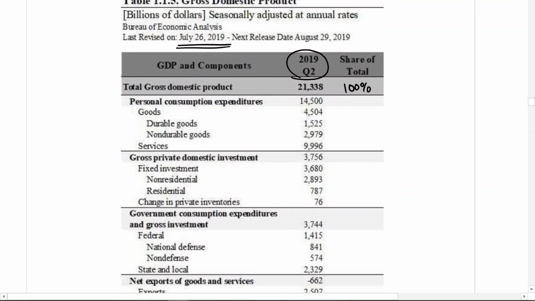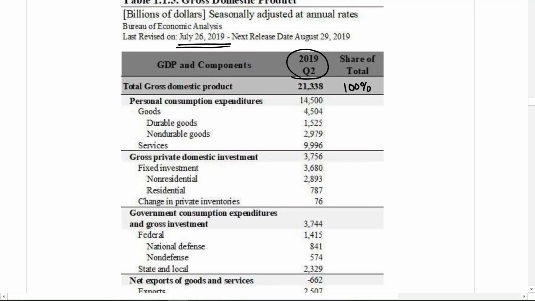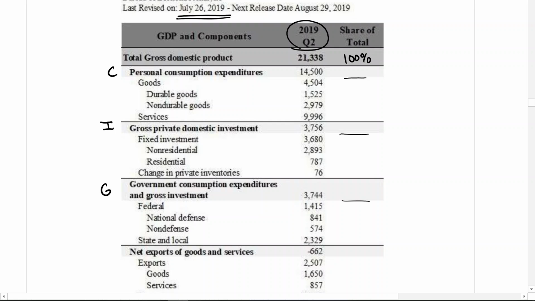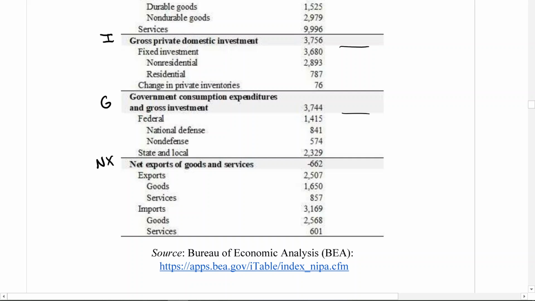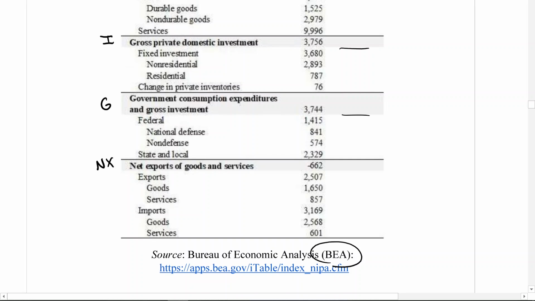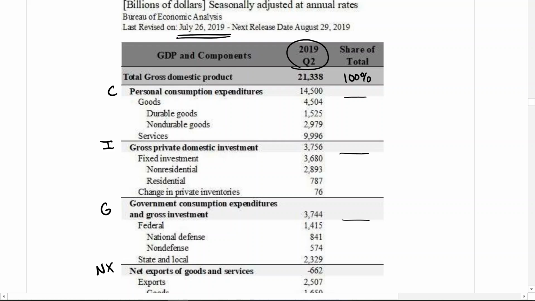I'd actually have you pause the video to do at least the little gray bars. C plus I. Here we have C, personal consumption expenditure. I, gross domestic private investment. G, government spending essentially, and net exports. Okay, and again, this comes from the Bureau of Economic Analysis. So look, maybe pause the video, do a quick calculation to see the shares of GDP within each of the main subcategories, and then come back and we'll see what they are.